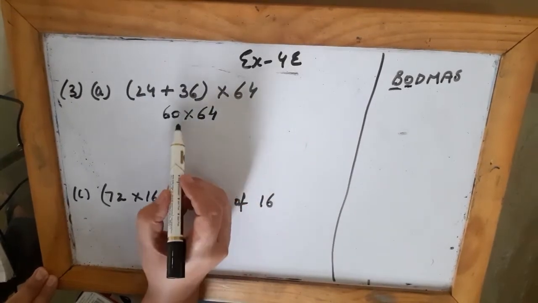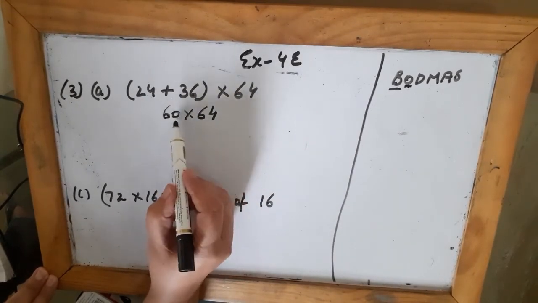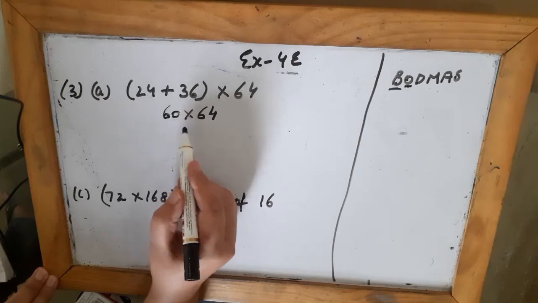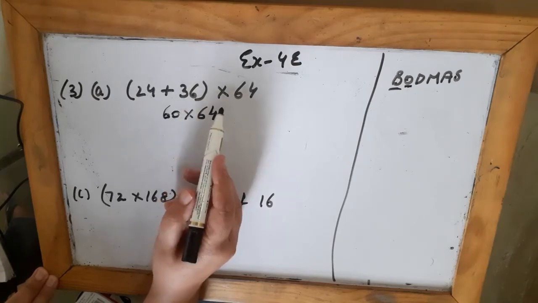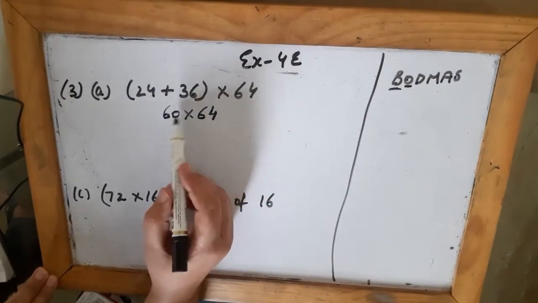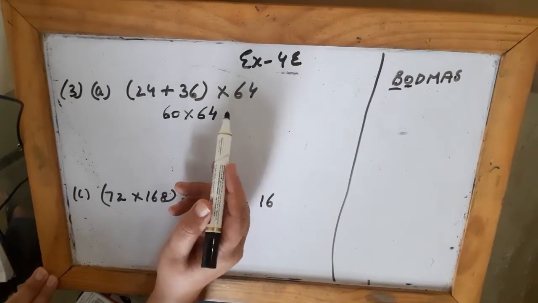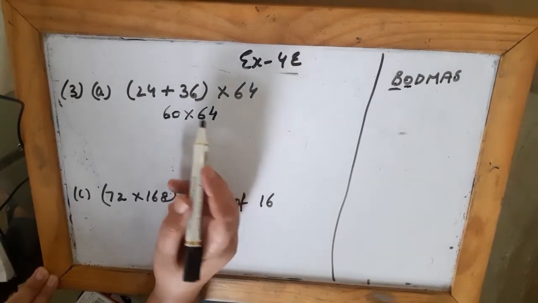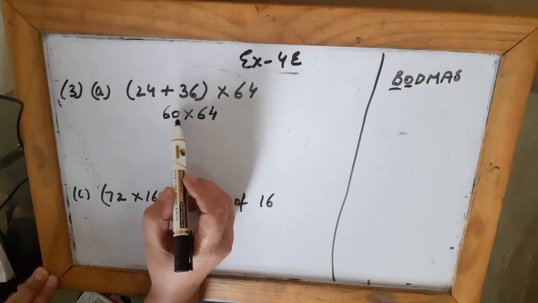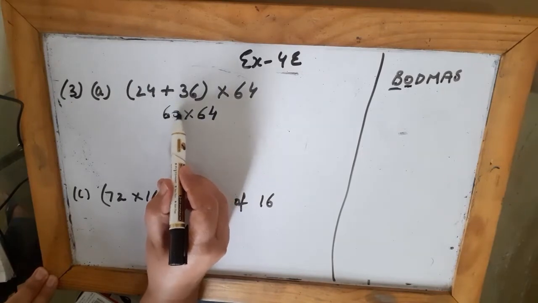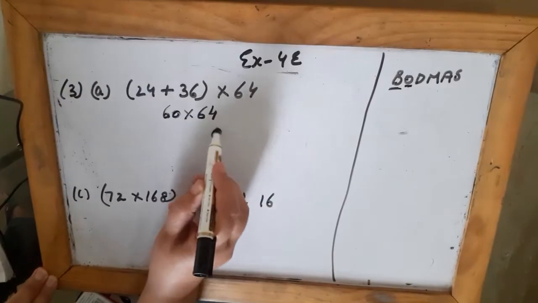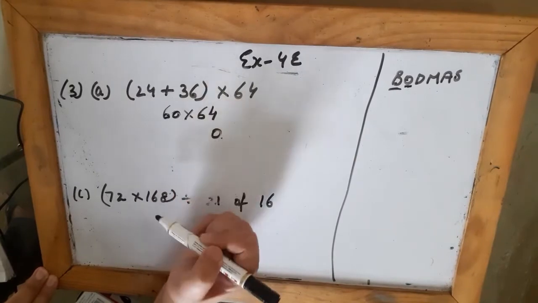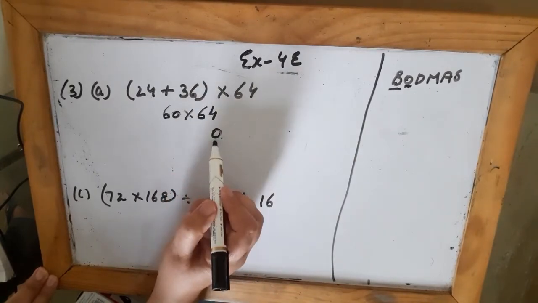Now when you multiply, if you have zeros at the end, in division what happens? The 0 at the end gets cancelled. If dividend and divisor both have zeros, they get cancelled. But in multiplication, this 0 at the end will come in the answer, so it will be added in the answer. So this 0 comes in the answer.